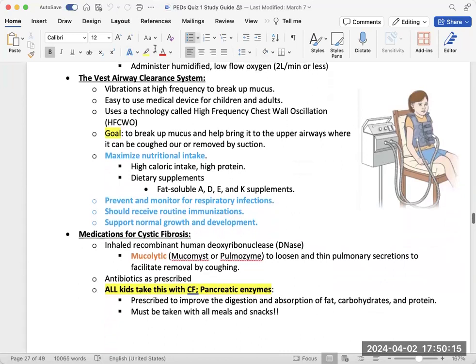And if you see in the picture on the right-hand side, it's basically a chest vest that vibrates at a really high frequency to help break up mucus. So it's really good. And you see this a lot in patients' homes for people who have cystic fibrosis. It's very easy to use, and it really helps with removing the mucus to allow them to cough and get rid of those secretions.